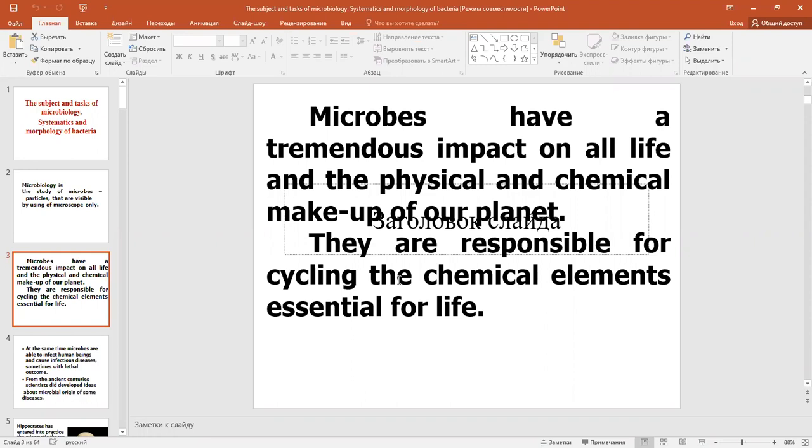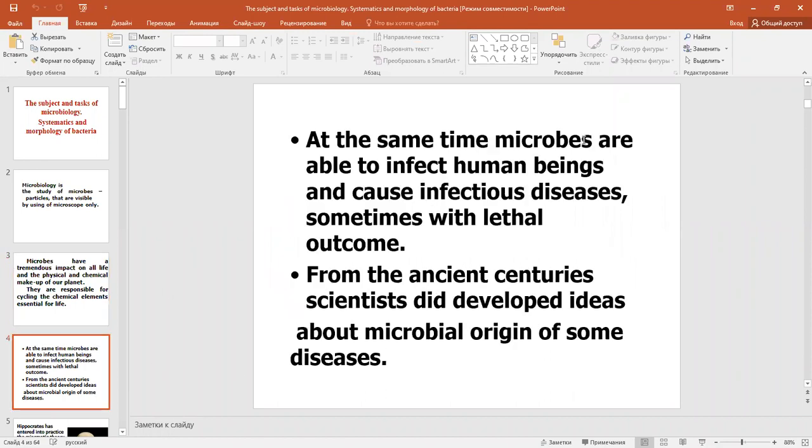They enter the human body by inhalation of droplets of natural water, and they are able to cause legionellosis with clinical symptoms of fever and pneumonia, and sometimes they lead to a lethal outcome. At the same time, microbes are able to infect human beings and cause infectious diseases, sometimes with a lethal outcome.